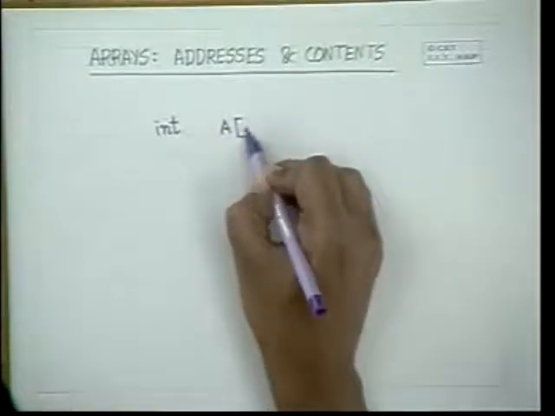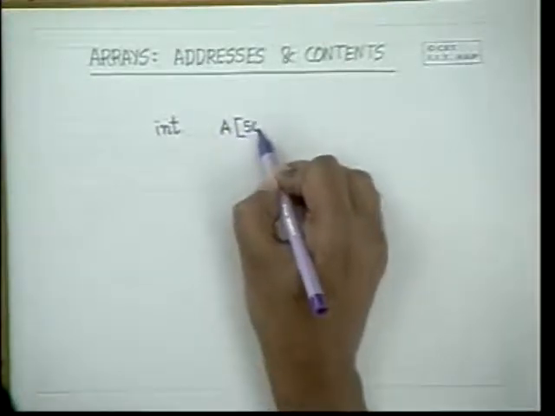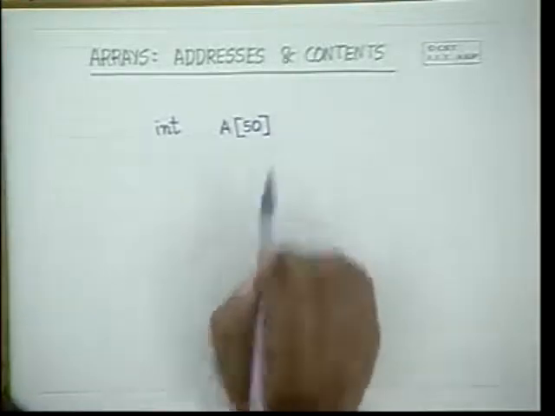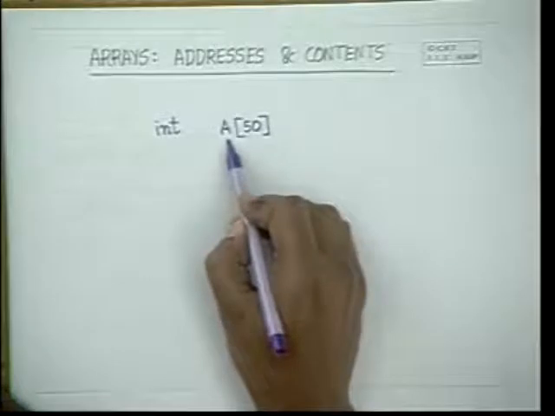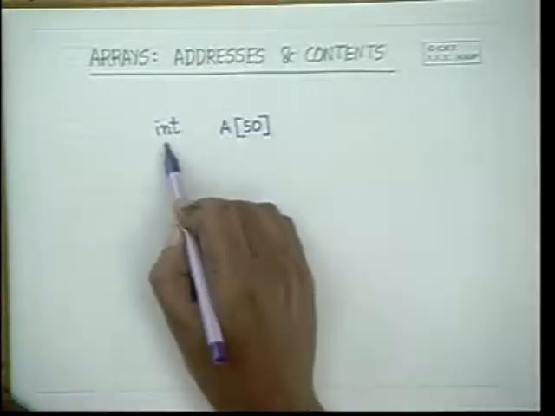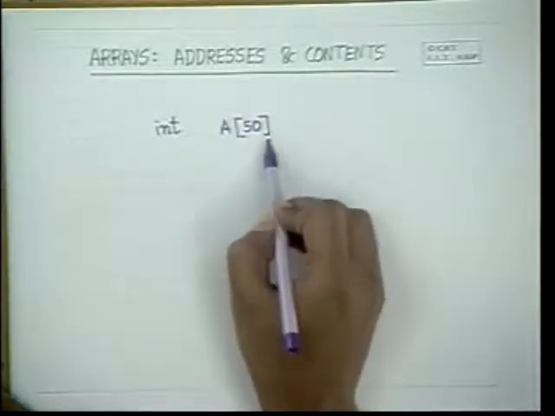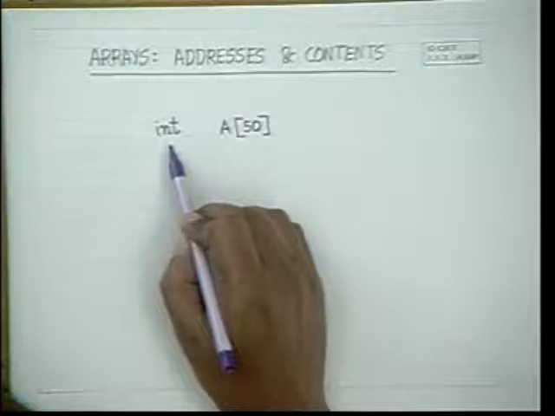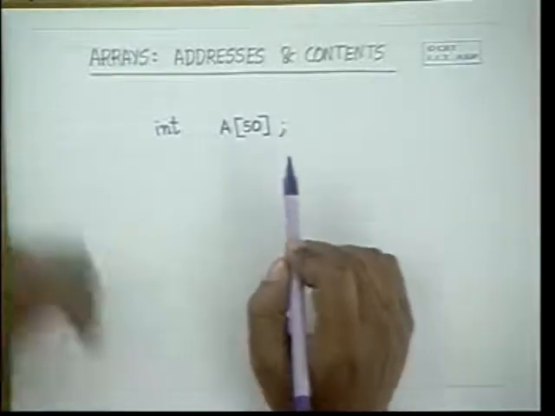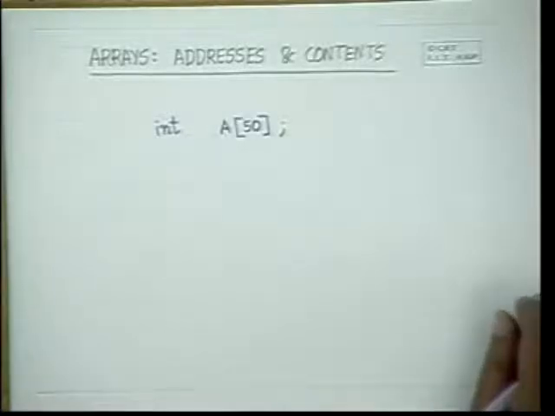like this. A one-dimensional array A can be declared like this. A is the array name and 50 elements are there, each of type integer. So 50 elements, each of type integer, are stored in this array A. Now let us try and understand the meaning of certain things.